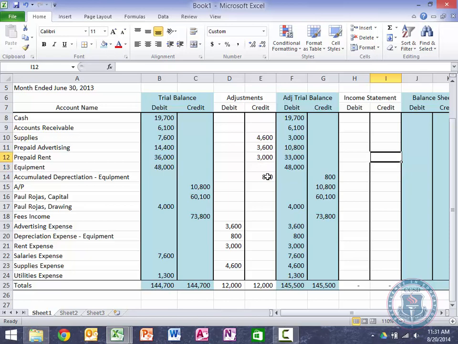Okay, so we're going to come over to our next one. What are we going to do here, Ashley, for the income statement?